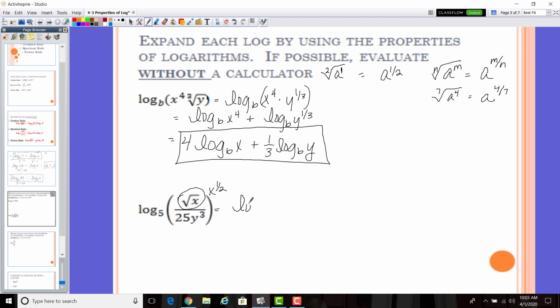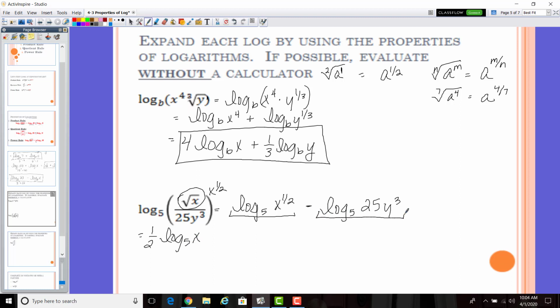So this is a quotient. So my numerator and denominator are going to separate into their own logs. So I have log base 5 of x to the 1/2 minus log base 5 of 25y cubed. Now I need to use the properties within the newly created logs. So this first log here, I can use the power rule. So I'm going to pull 1/2 down of log base 5 of x.